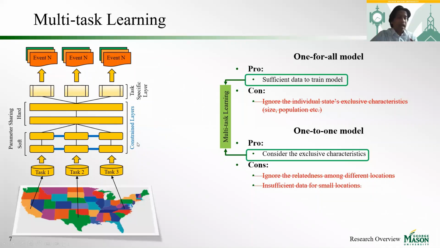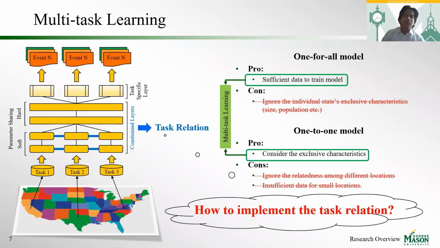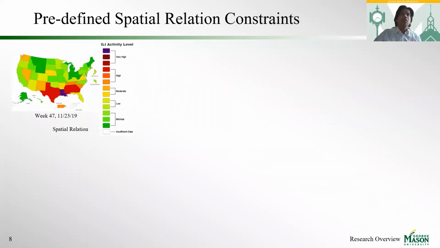And this linkage, this is the constraint layer. These constraint layers are actually designed based on the task relation. There comes our first research question: how to implement the task relation, because this task relation can be different, right? Take this one as an example. This is a spatial relation constraint. What you see in the same example, ILI activity, if you look here, you would see that these are mostly green and the southern region is mostly red. That means there are some similarities, right?